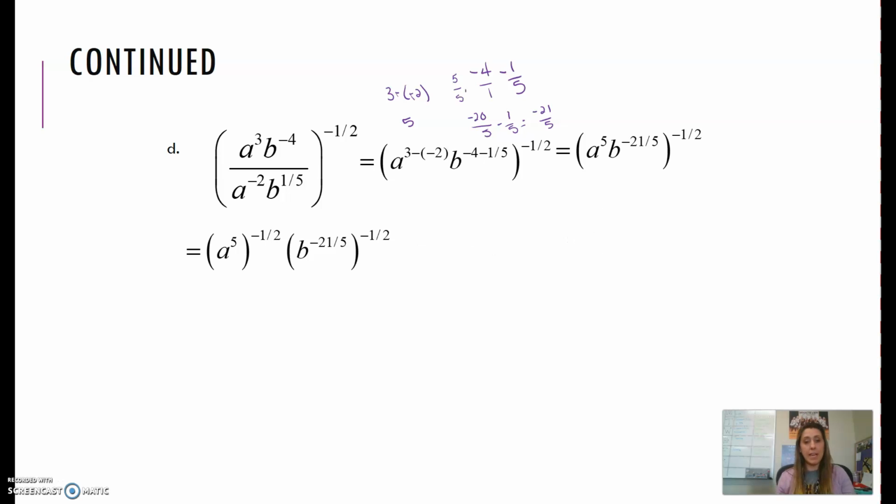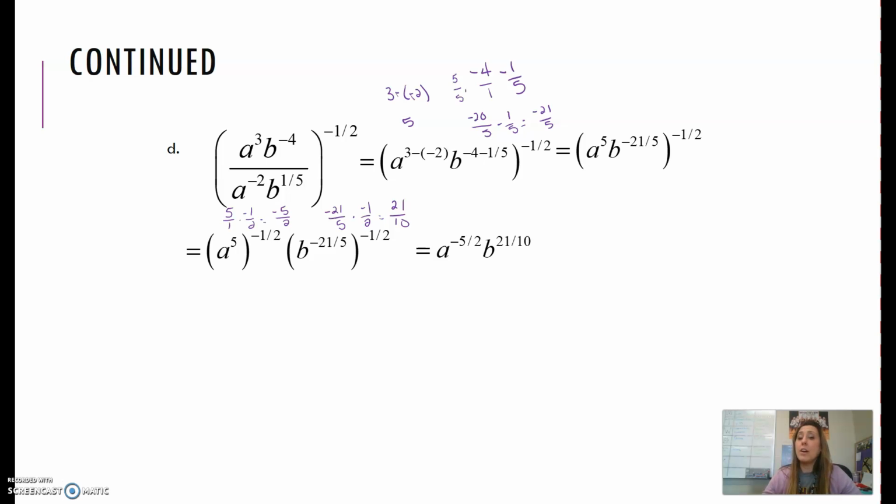So now I'm going to take my powers and multiply them. So I get 5/1 times negative 1/2. And I end up with a negative 5/2. And then I have negative 21/5 times negative 1/2, which is going to be a positive 21/10. Okay, so now we have a to the negative 5 halves, b to the positive 21/10.